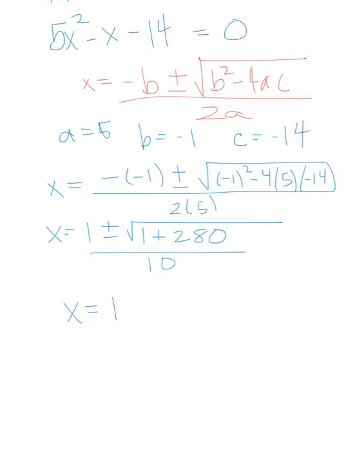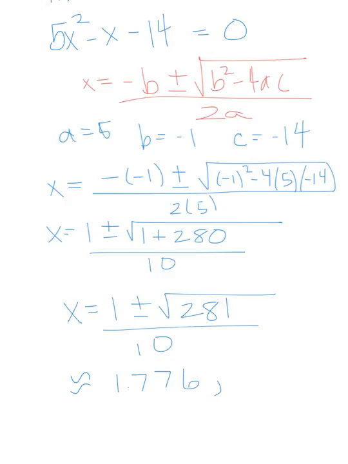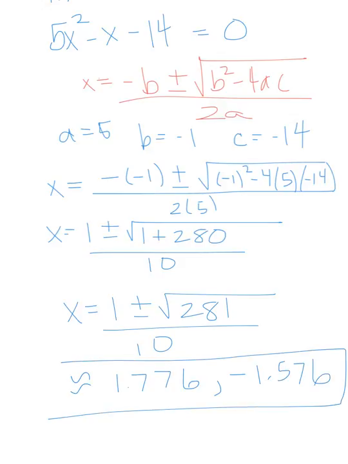So x is equal to 1 plus or minus the square root of 281 over 10, which if we plug that into a calculator, 1 plus the square root of 281 over 10 is going to be about 1.776, and 1 minus the square root of 281 over 10 is going to be about negative 1.576. So it's at these two values where we cross our horizontal asymptote.